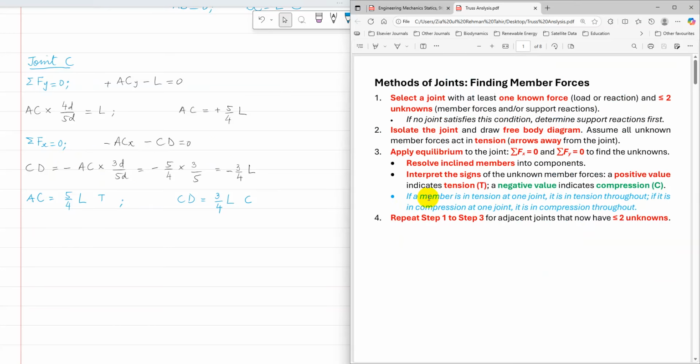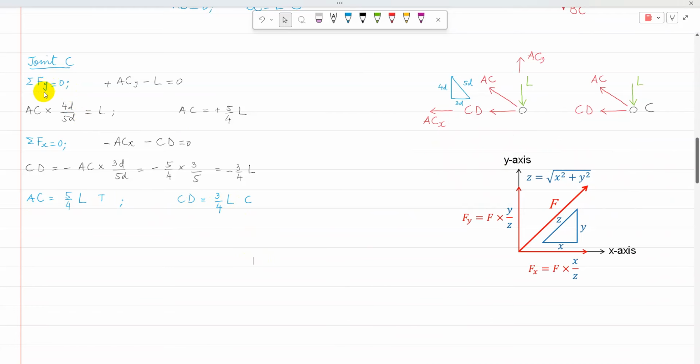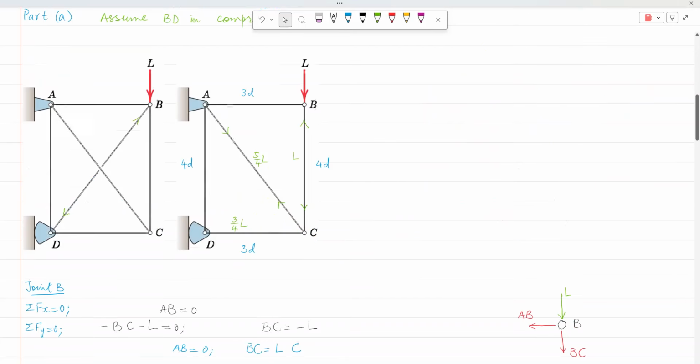So now the values are calculated. A positive value indicates tension and a negative value indicates compression. AC is positive, so that is 5 over 4 L in tension, and CD is negative, so that is 3 over 4 L in compression. So the member forces at joint C are now calculated.